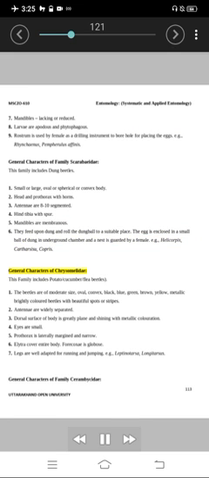General characters of Chrysomelidae. This family includes potato, cucumber, flea beetles. 1. The beetles are of moderate size, oval, convex, black, blue, green, brown, yellow, metallic, brightly colored beetles with beautiful spots or stripes. 2. Antennae are widely separated.